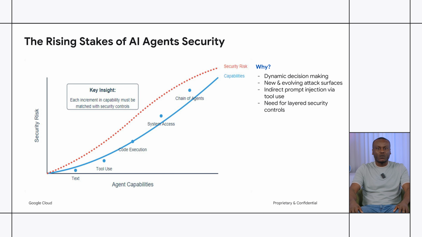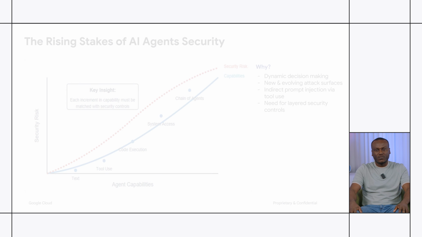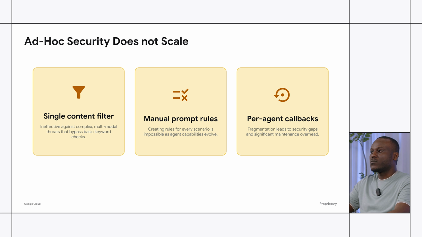What fails if I only use a content filter? A content filter stops obvious misuse. It will not catch context-dependent manipulation. And one callback applied to one agent does not scale across 50.